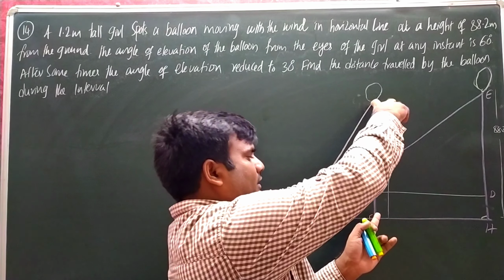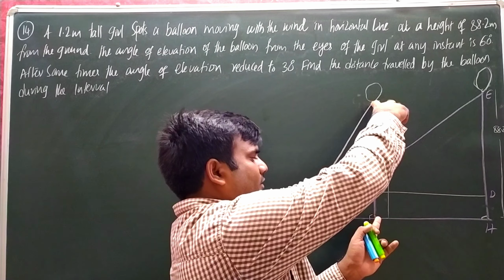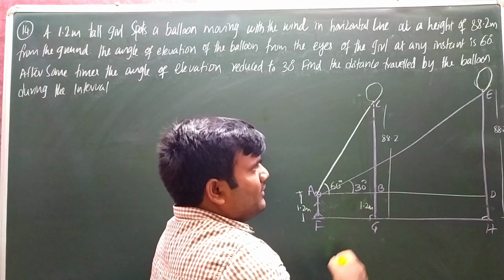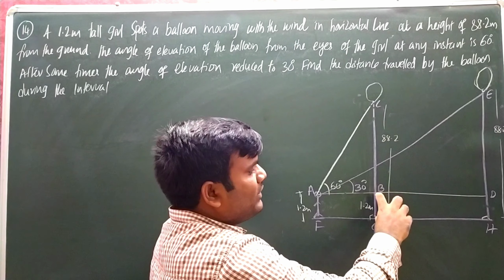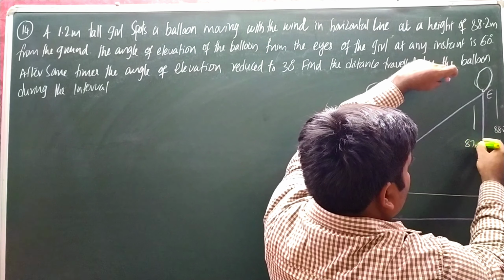Here the height of the balloon from the ground is 88.2. If we consider triangle ABC, we need only the length BC. The total length is 88.2, and this one is 1.2 meters. So subtracting 1.2 from 88.2, the remaining length is 87 meters from here to here. So the length of BC equals 87 meters. Similarly, the length of DE equals 87 meters.